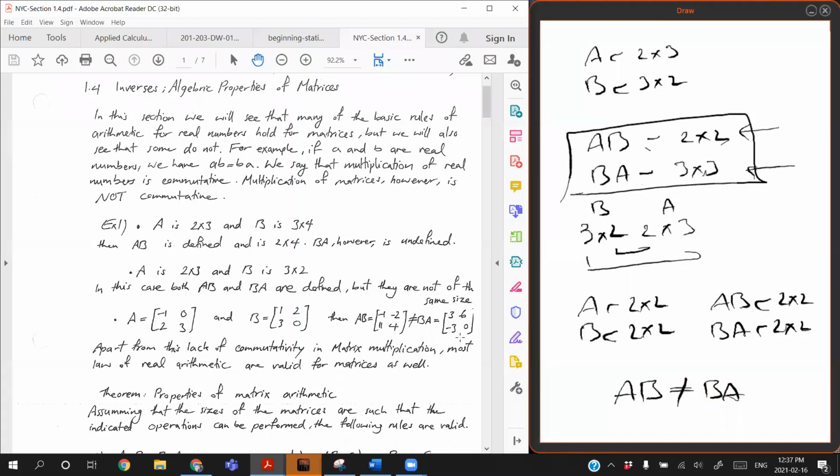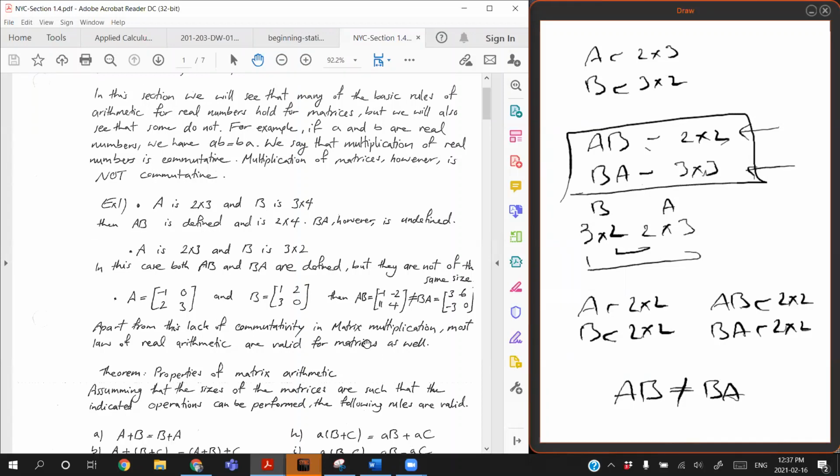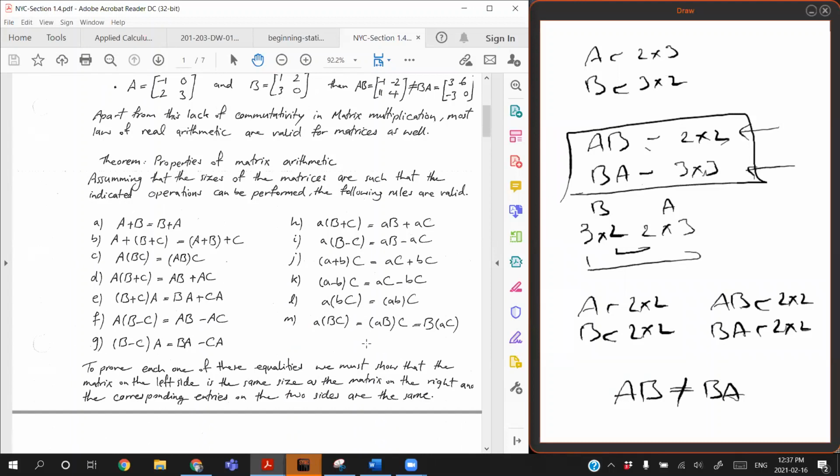Apart from this property, which is called the commutative property of multiplication, which does not work for matrices, many other properties actually work. So here is a list of all those properties that work. The properties of matrix arithmetic, assuming that the sizes of the matrices are such that the indicated operations can be performed, we have all these rules. Okay, so let's take a look at these rules.